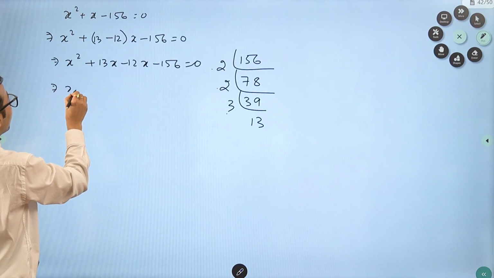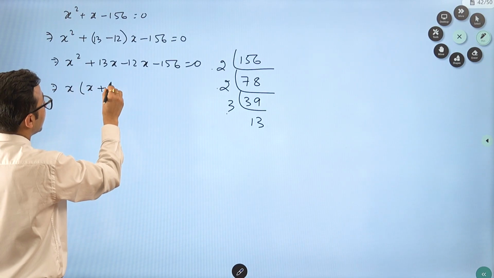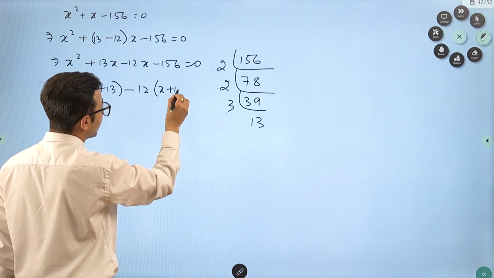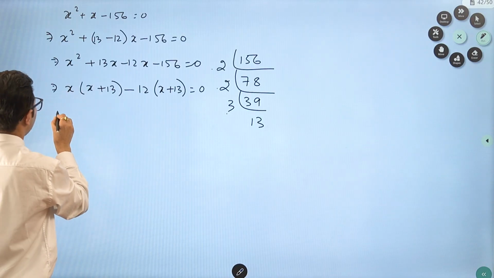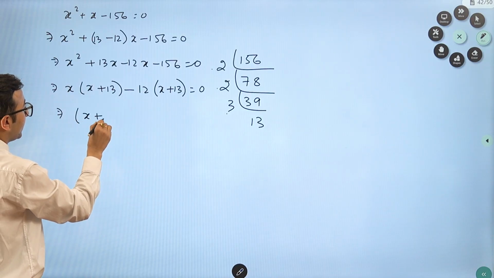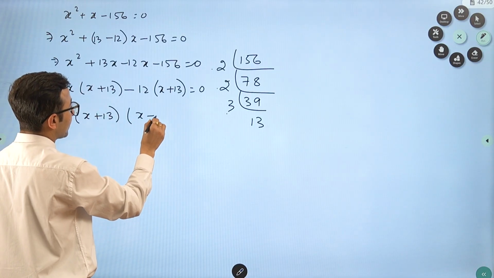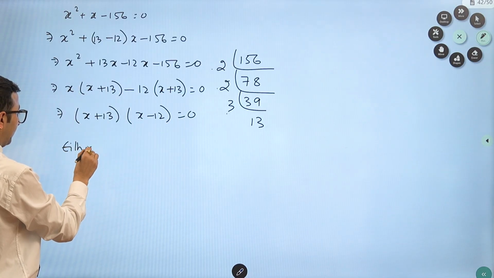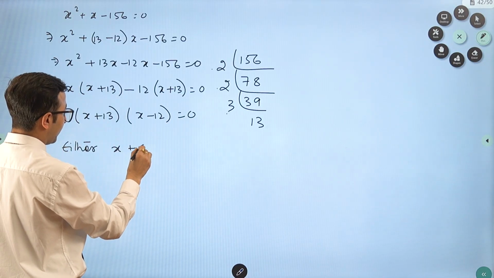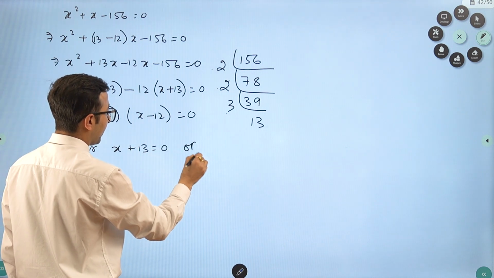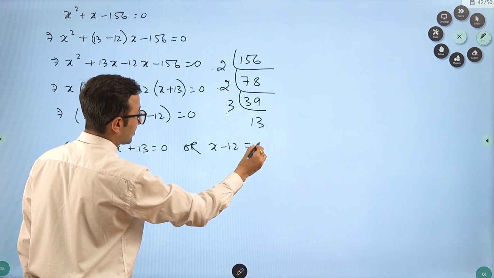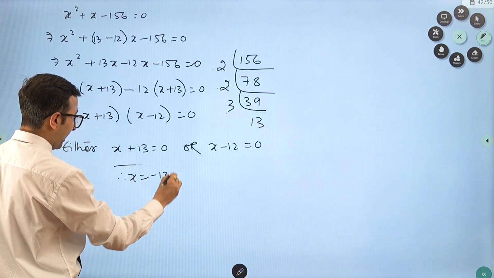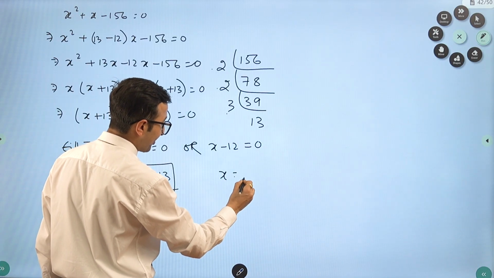From here take x as common, you will be getting x plus 13. From there minus 12 is common, so you will be getting again x plus 13, which is equal to 0. From here you know that there is x plus 13 and another is x minus 12, which is equal to 0. Either x plus 13 is equal to 0 or x minus 12 is equal to 0. From here x is equal to minus 13 and from here x is equal to 12.